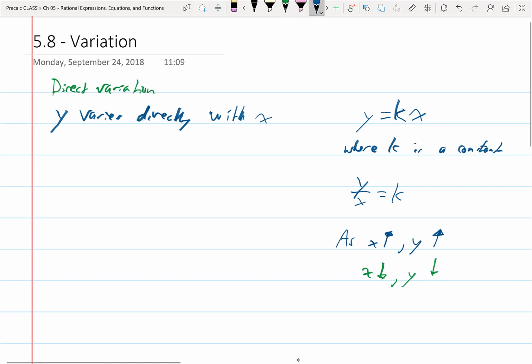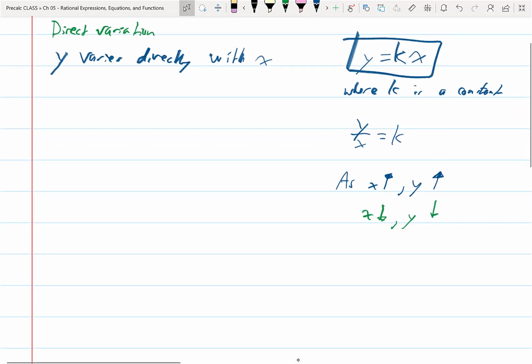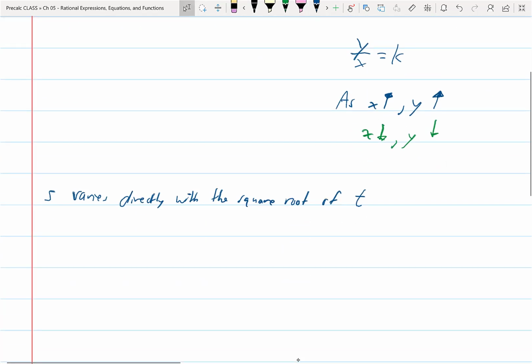And they can vary differently. Instead of just being a complete direct variation like this, what we can say is something like s varies directly with the square root of t. So that would be saying like s is equal to a constant times the square root of t. So varies directly with is a translation that goes to become equals k times something. It equals some constant times something.